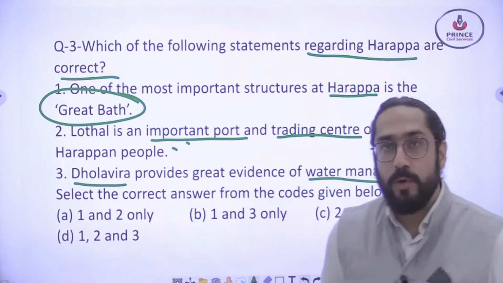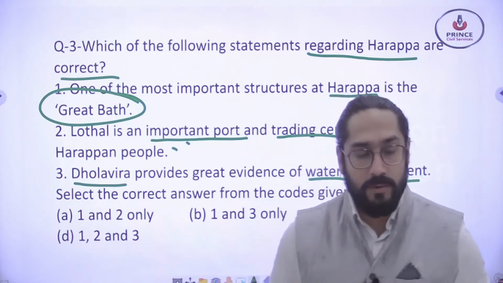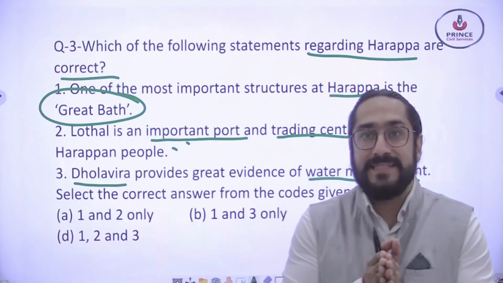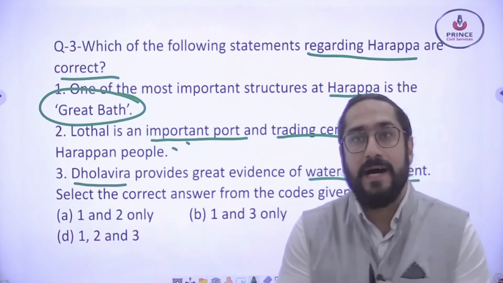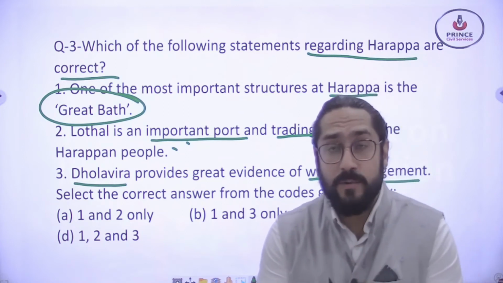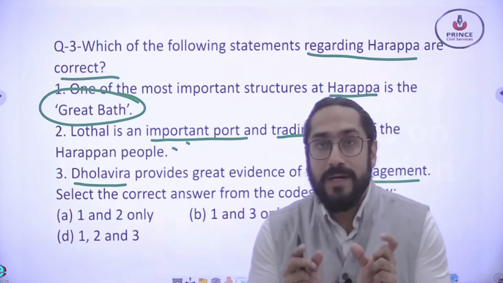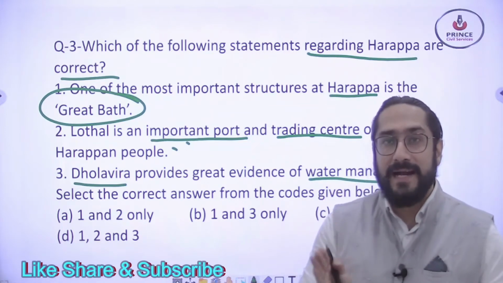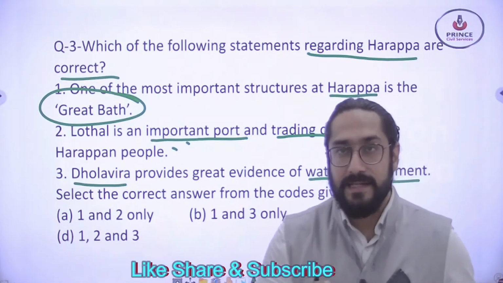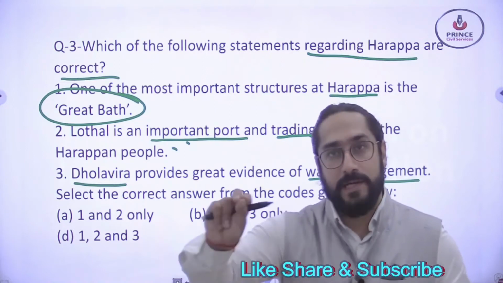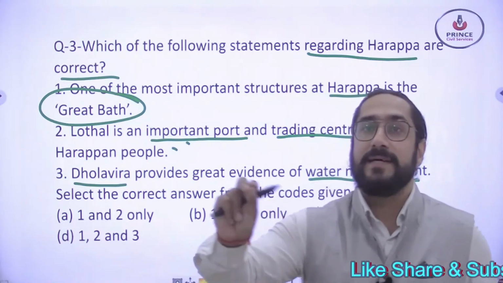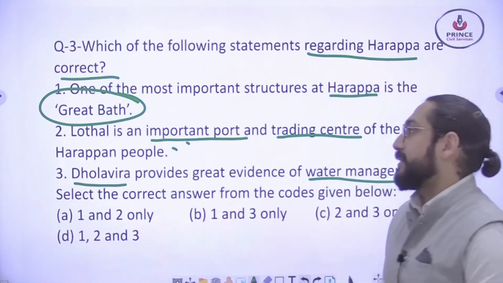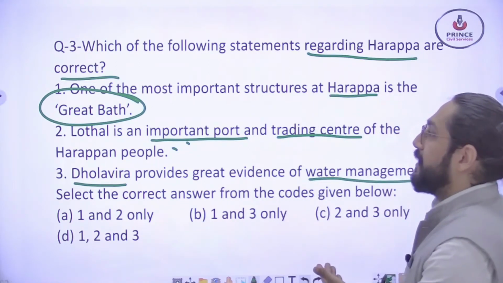I already told you in the introduction of this video that there are important sites, important cities like Lothal, Dholavira, Harappa, Mohenjo-daro, Chanhu-daro, Kalibangan. So there are some specific important features regarding a particular city. That city is famous for a particular finding or a particular thing. So this question is regarding that. So pause the video, solve the question. Now let's look at the explanation.